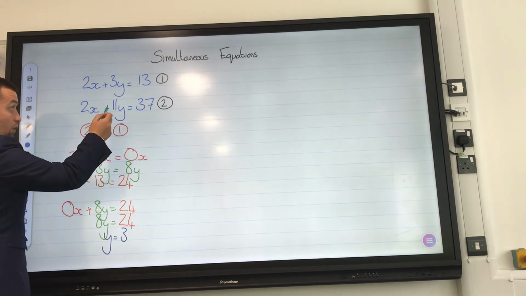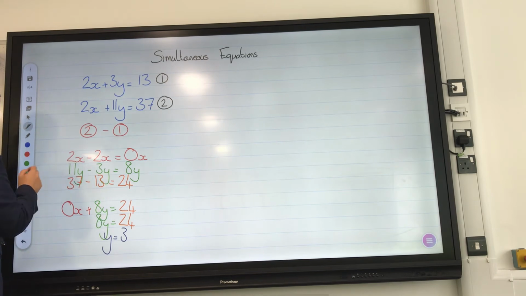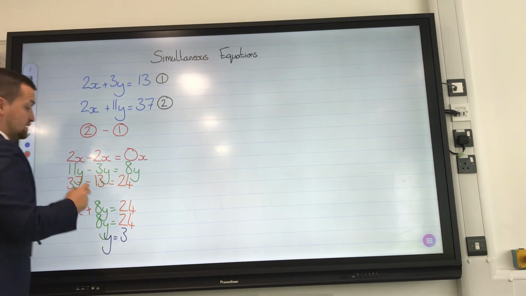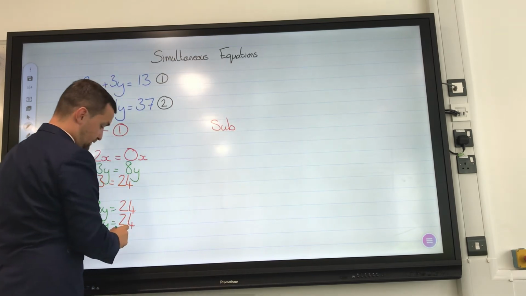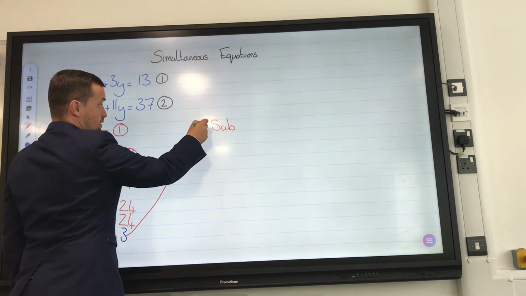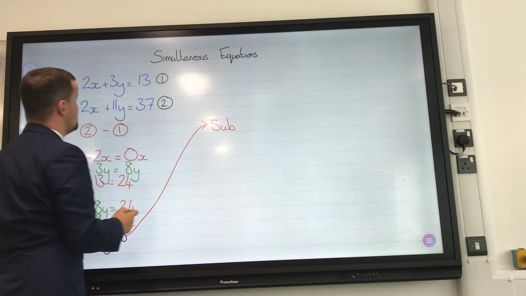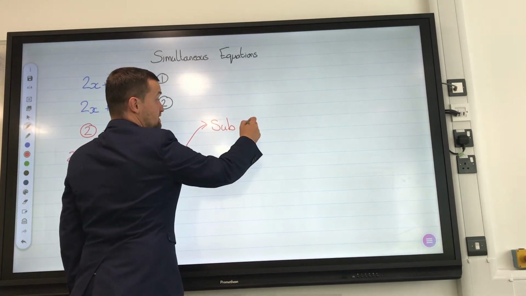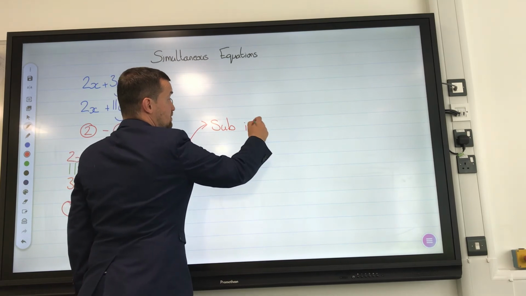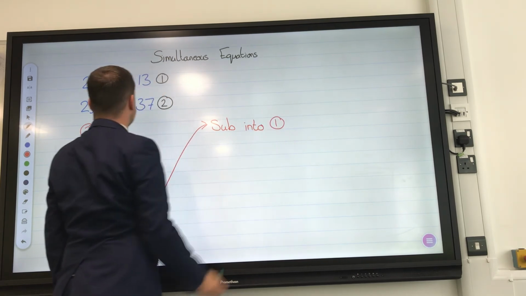Yes, we found out what y is, but we also need to find out what x is. So to do that, we're going to substitute this value into one of the equations. I'm going to choose equation 1 because I think it looks a little bit easier. Make life as easy as you can for yourself, okay? So we're going to sub into 1.